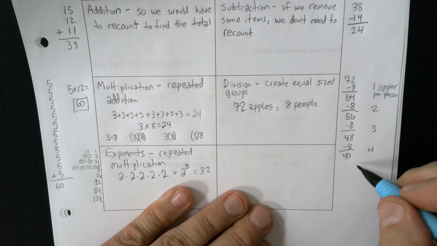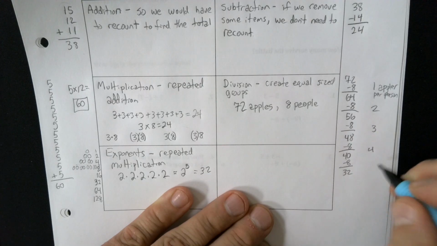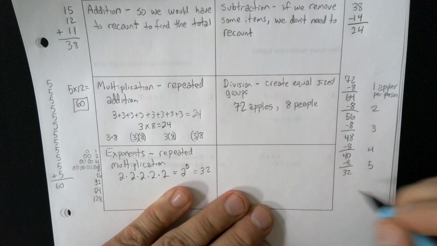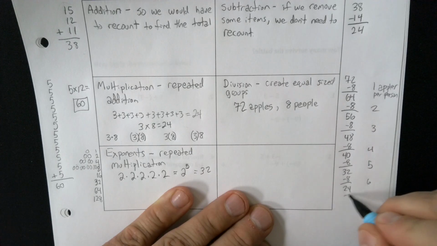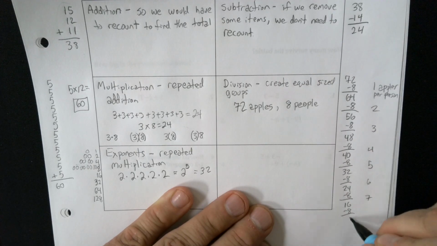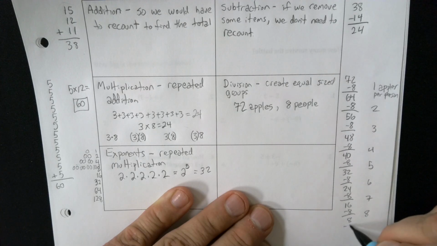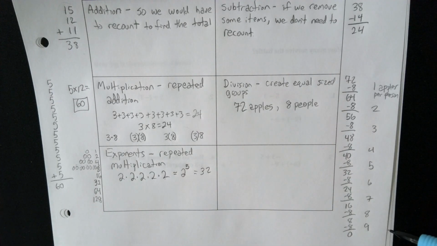This is not a great way to do this, by the way. I'm not suggesting this is the way we should solve our problem. So now we're at 5 apples per person. Subtract another 8. We're at 24. Now we're at 6 apples. Subtract another 8. We're at 16. Now we're at 7 apples. Subtract another 8. We're at 8. That is 8 apples. And subtract another 8. And we're now at 0 apples. That means each person got 9 apples.